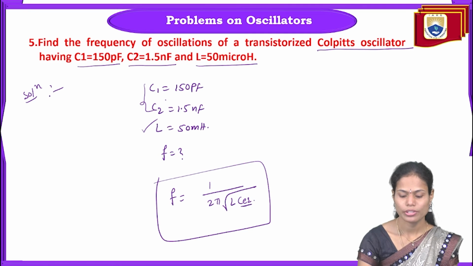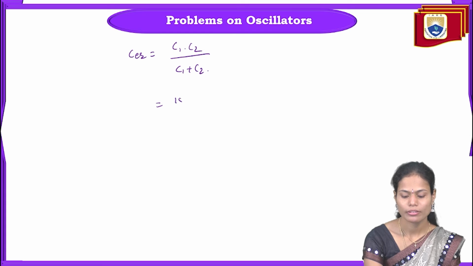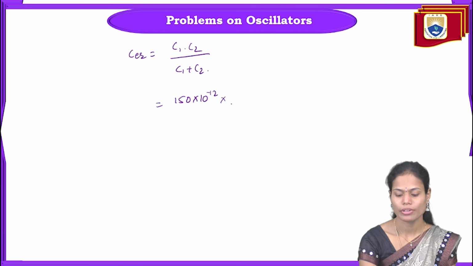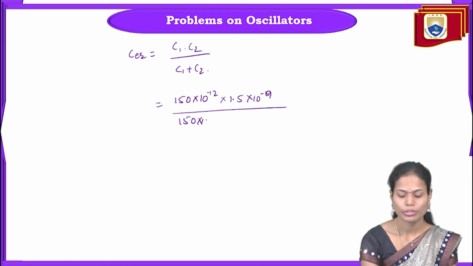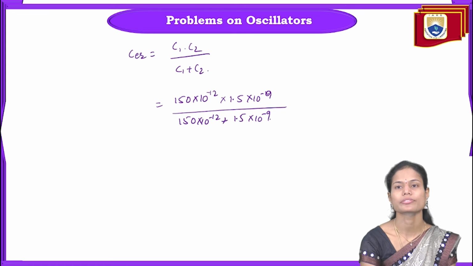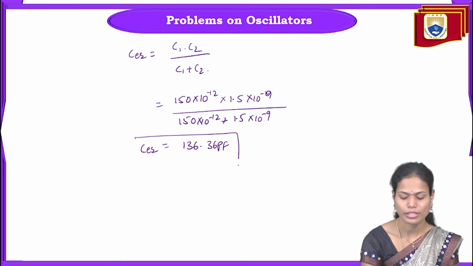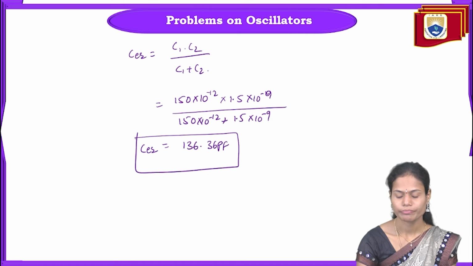So C1 value is 150 picofarads and C2 value is 1.5 nanofarads, that is 10 power minus 9. So 150 into 10 power minus 12 plus 1.5 into 10 power minus 9. So if we simplify it, it is 136.36 picofarads. This is the C equivalent value.